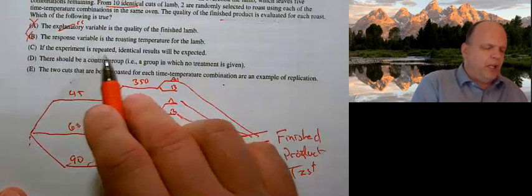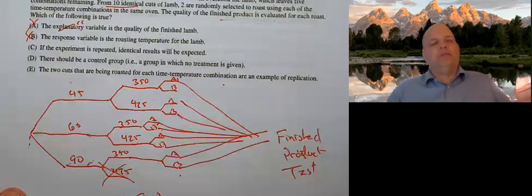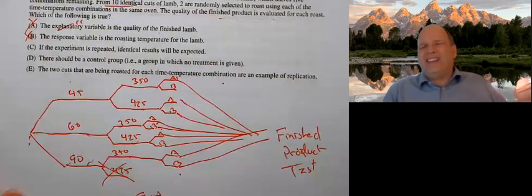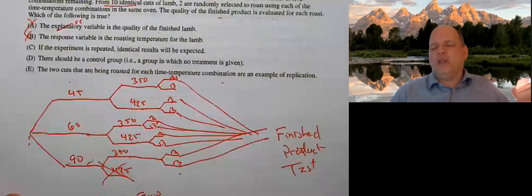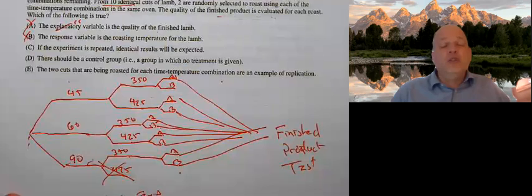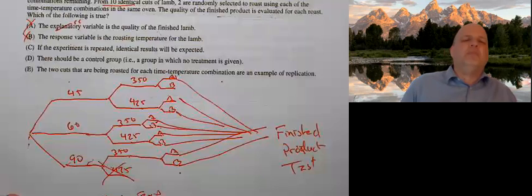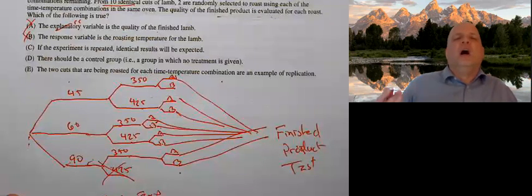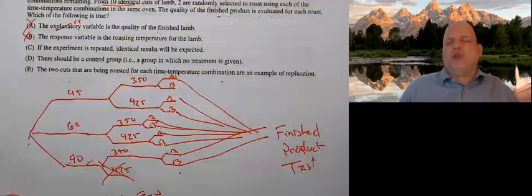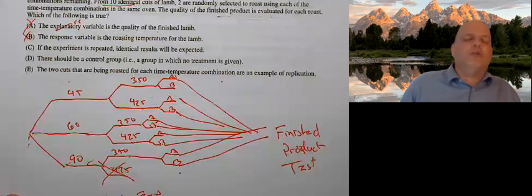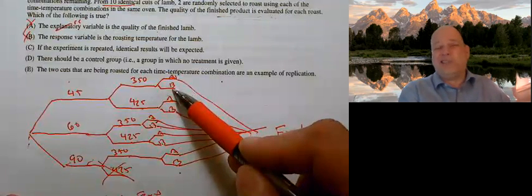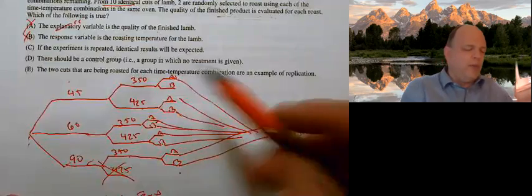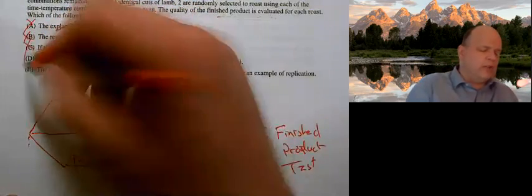If the experiment is repeated, identical results will be expected. They say that in science class because everything's controlled. But I don't know about you, every time we cook, it's slightly different. Usually because the meat is a little bit different, but there's other things that can impact it. Because the meat might be a little bit different, we don't expect identical results. In fact, that's why we do it multiple times. We know the meat's going to vary, so overall, what's the average best? So no, it's not going to be that.